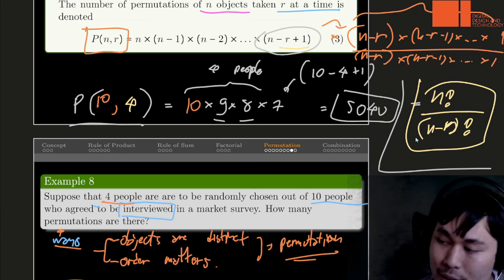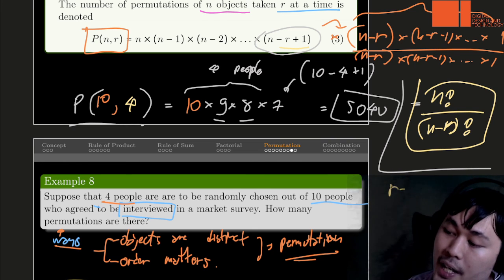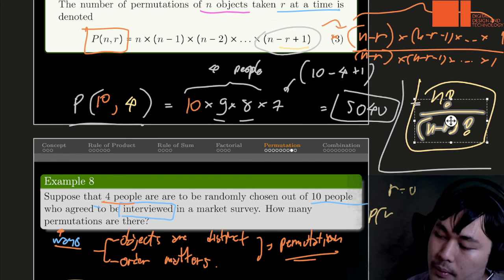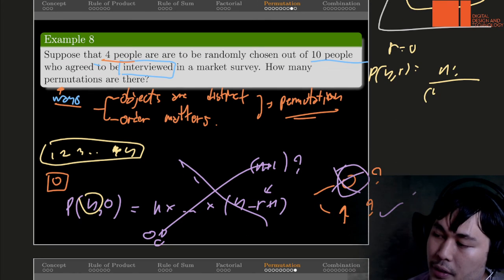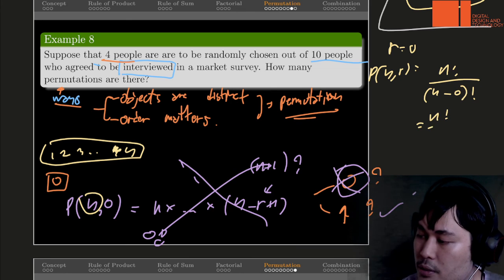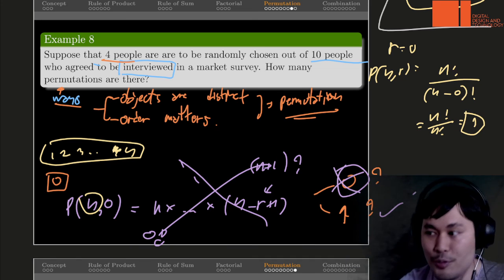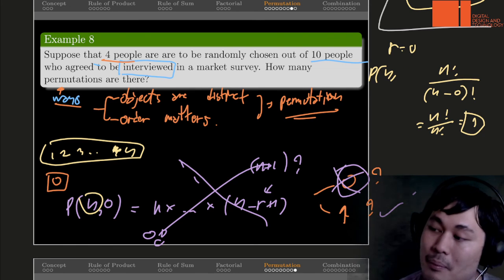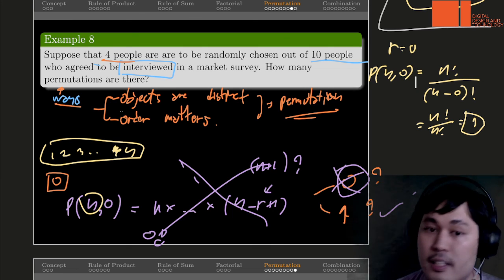And then you can cancel these two out. Also, another nice thing about this formula is that now it makes sense to plug in the value r equals 0. Because based on this formula, if you plug in r equals 0, you would get n factorial divided by n minus 0 factorial. It gives you n factorial over n factorial, which is 1. So now we have a proof that if we select nothing, the number of ways to select nothing is 1. So that's the permutation.